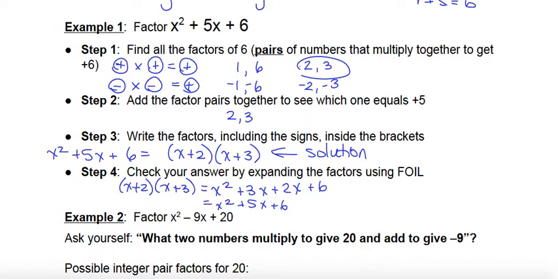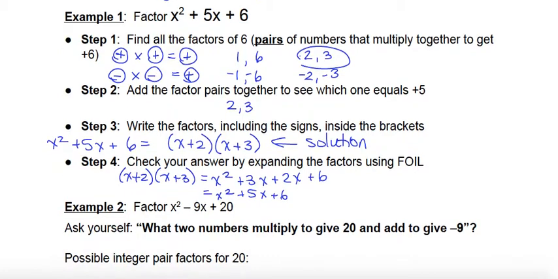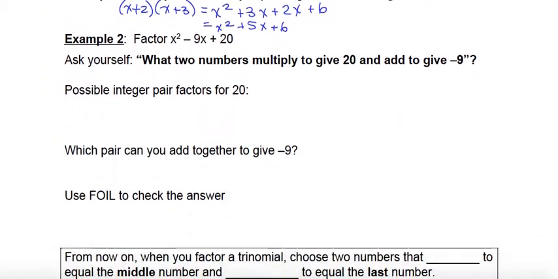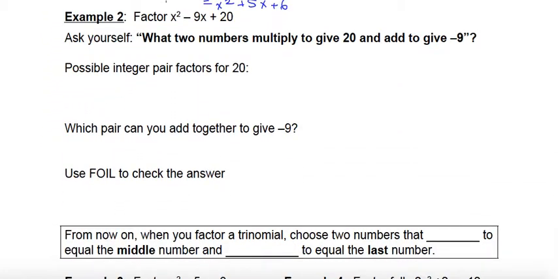Okay. So let's go through a few more examples. So example number 2. So ask yourself, what two numbers will multiply to give me 20 and add to give me negative 9? So let's list our possible integer factors for 20. So remember, I'm getting a positive 20, so they're either both positive numbers or they're both negative numbers.